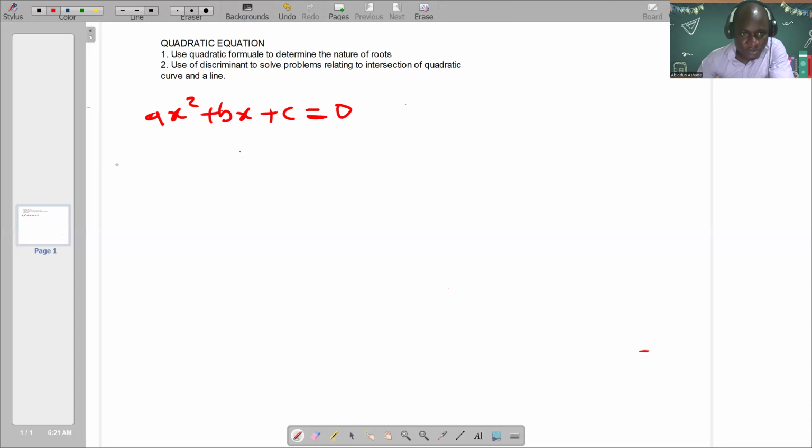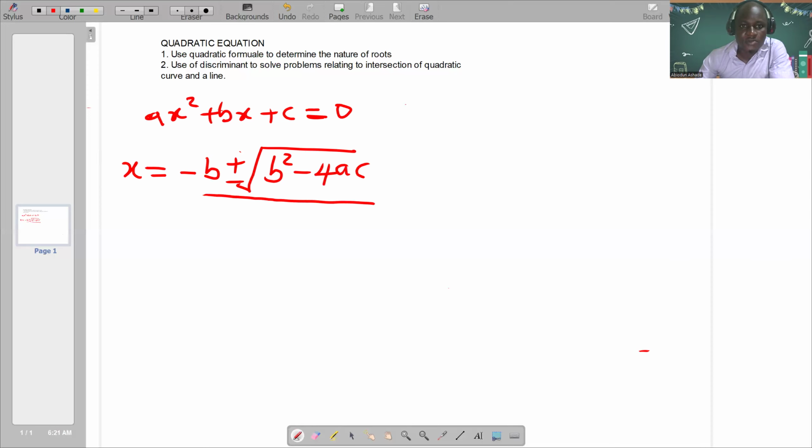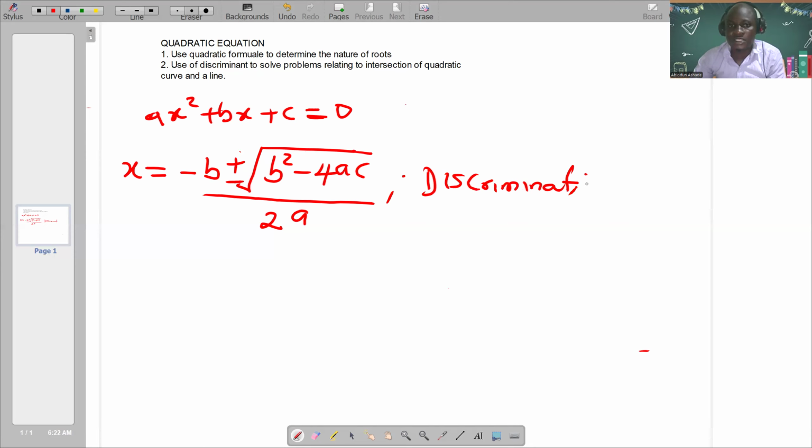So from here, we know our quadratic formula is x equals minus b plus or minus square root of b squared minus 4ac, everything divided by 2a. There's an aspect of this formula that we need to use, which is the part inside the square root, b squared minus 4ac. We call it the discriminant, and we represent it with d. So discriminant d equals b squared minus 4ac. This is what we use to determine the nature of roots.